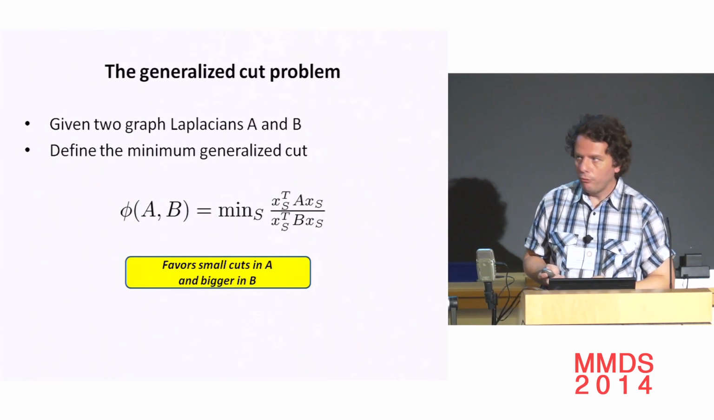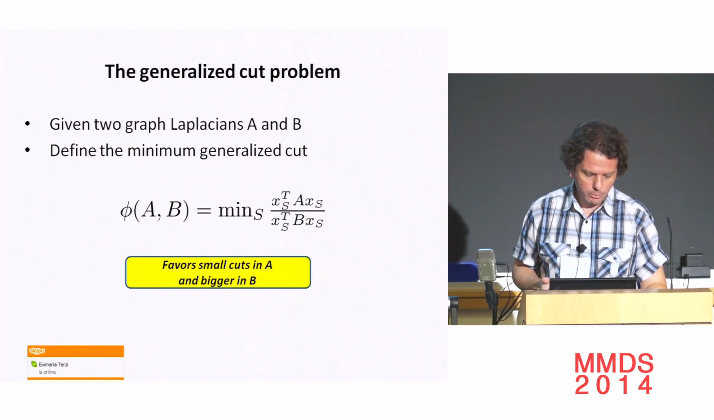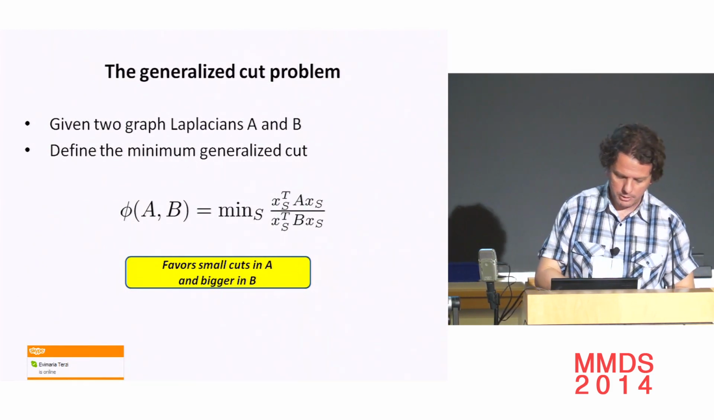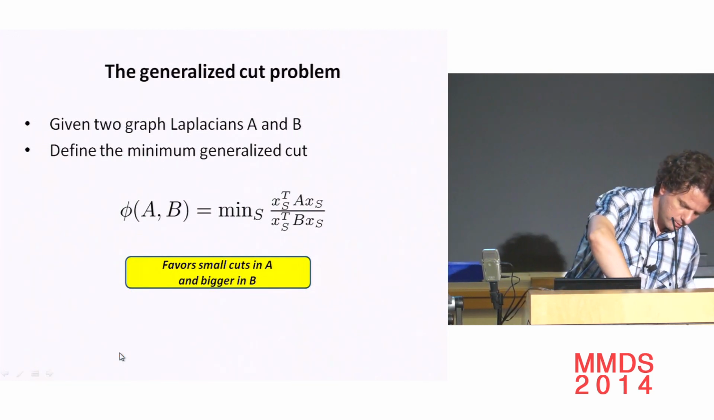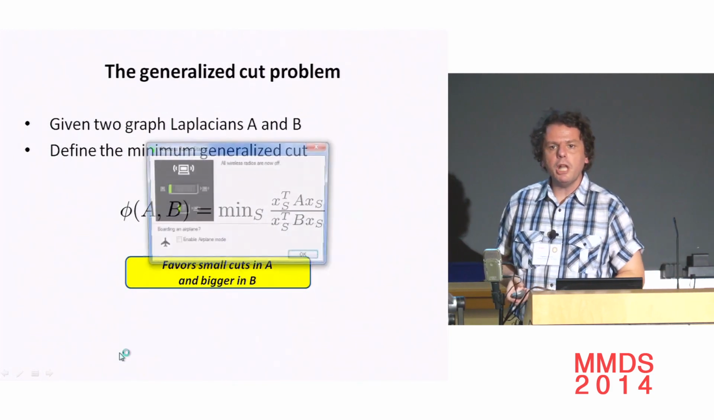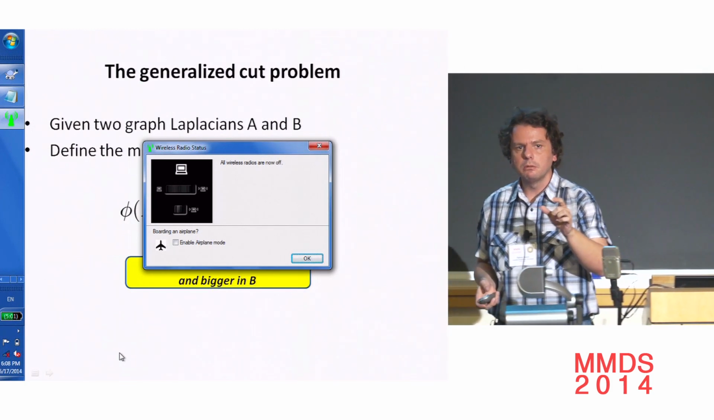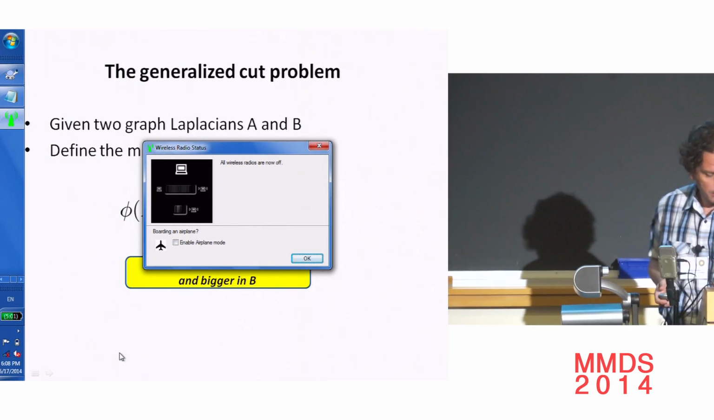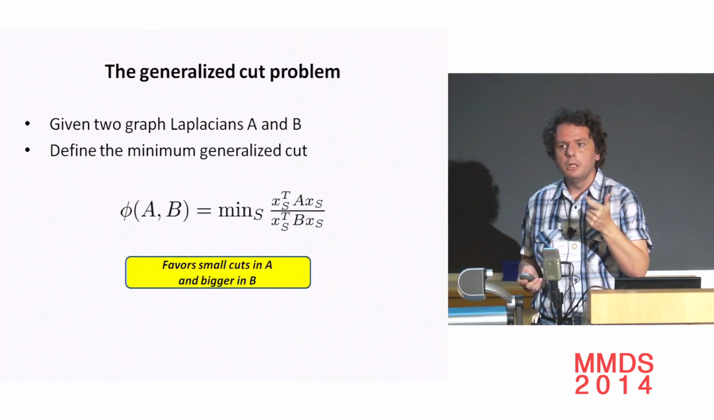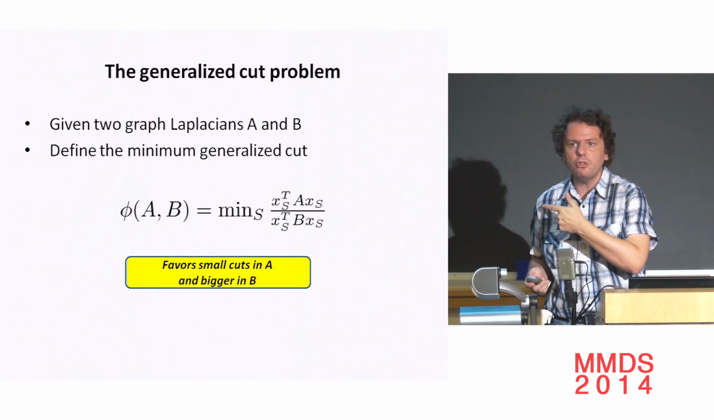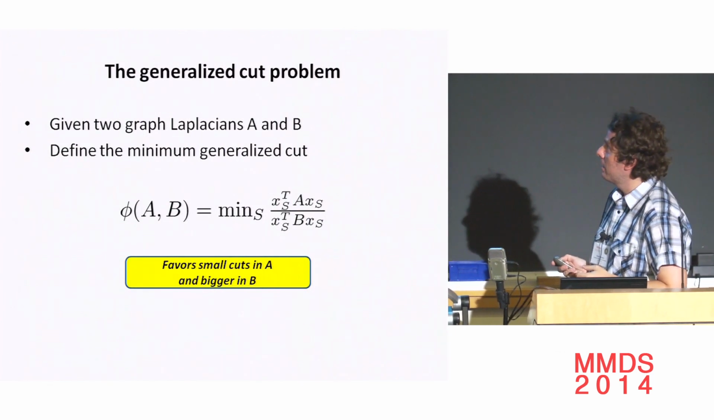Okay? So for example, I could have my graph B be a very simple case, just an edge. Okay. So what happens in that case? Then this optimization problem becomes just a min cut problem, which is a very well-studied problem.